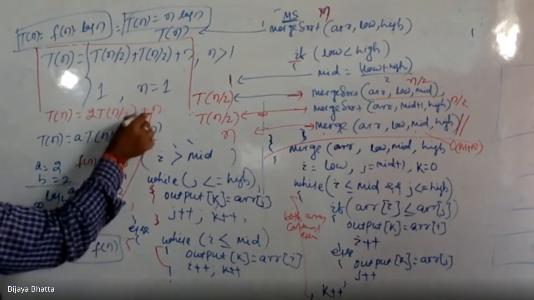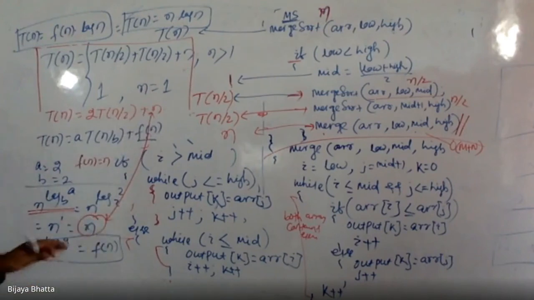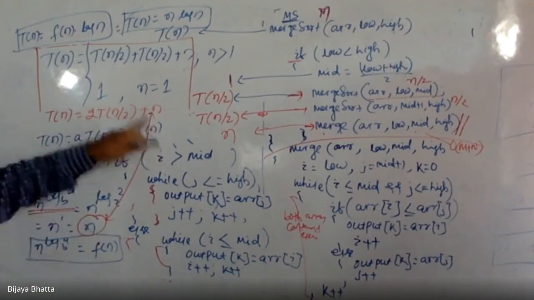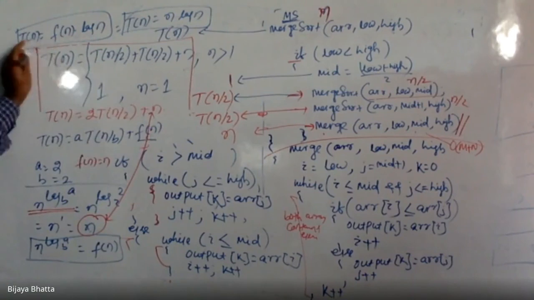F of n is nothing but this n, right? So they are equal. That means n to the power log a b equals f of n. So in that case, what will be the answer? T n equals f of n.